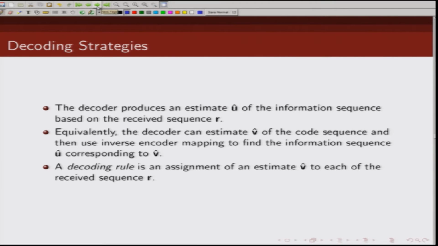So, what is a decoding strategy, or what is a decoding rule? A decoding rule is nothing but this: given a receive sequence R, we are trying to estimate what our transmitted code sequence was. So, we are trying to estimate v hat or u hat from the receive sequence R. So, we have to decide what rule or what logic we should use when we get receive sequence R, and how we assign that receive sequence R to any particular code word.